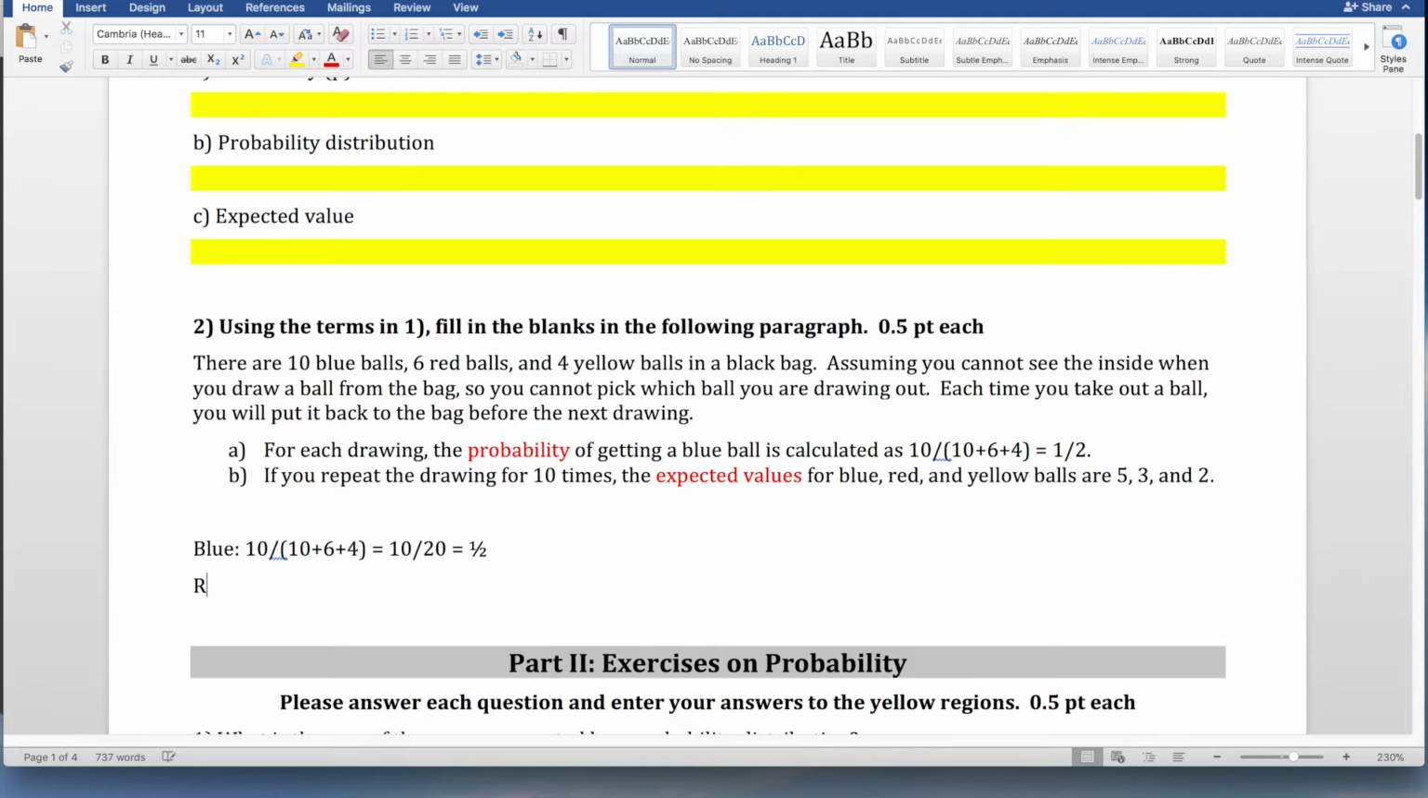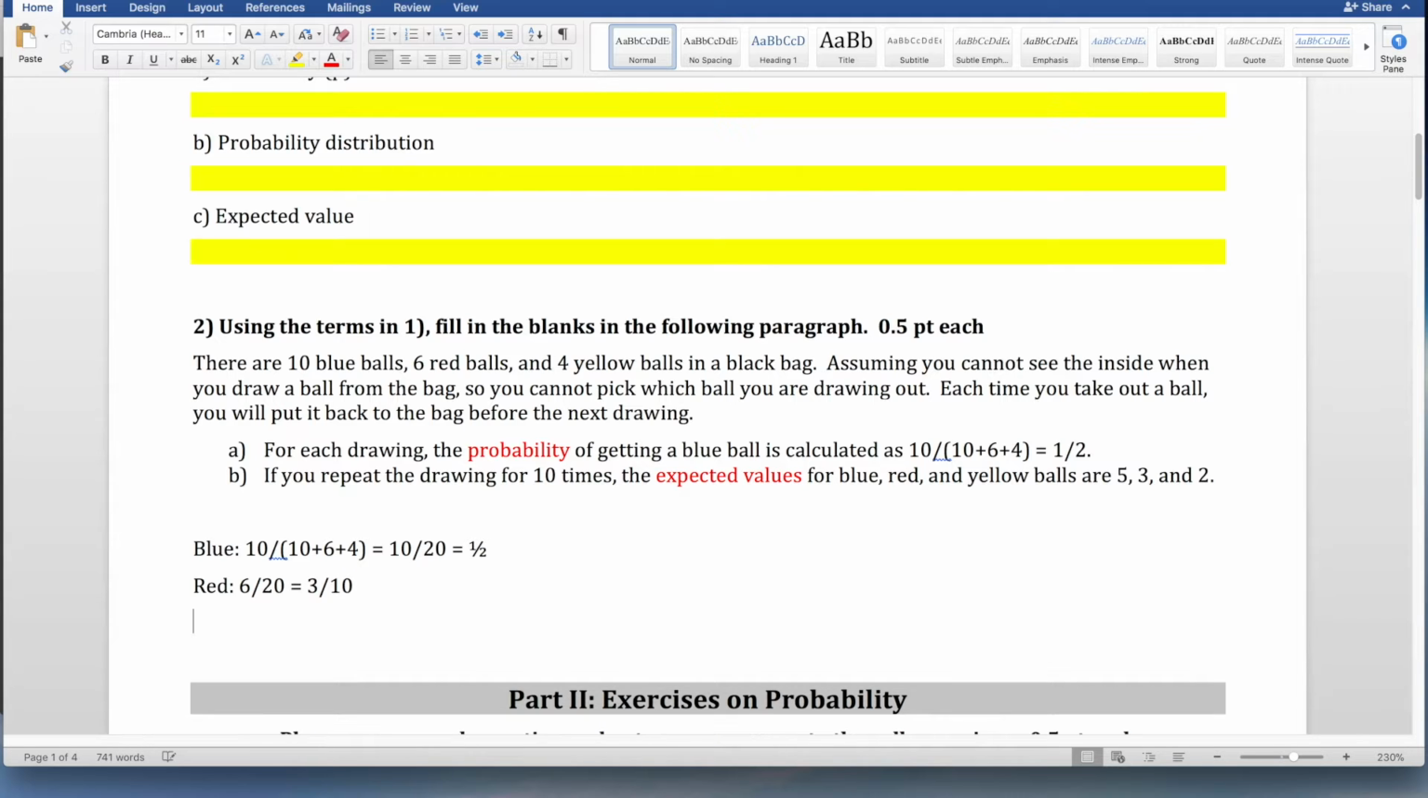All right, for the red balls, we know that we have 6. We know that there are 20 in total, so the probability of drawing a red ball would be 6 over 20, which is equivalent to 3 over 10. And then lastly, for yellow, we have 4 yellow balls out of the 20, so the probability would be 4 over 20, or 1 over 5.